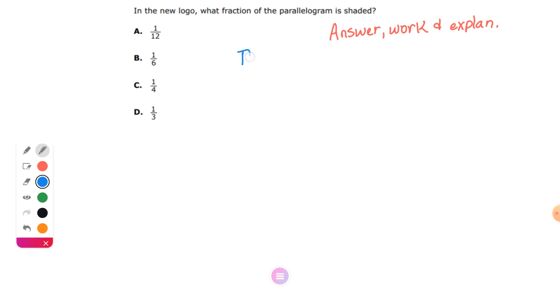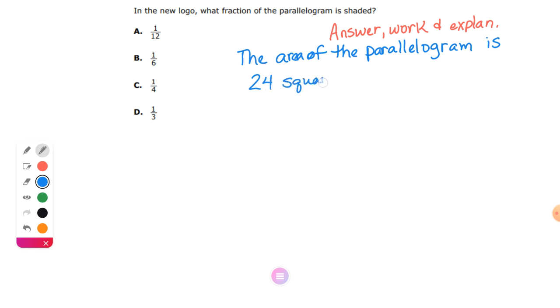You started off good. Area of the parallelogram. There we go. The area of the parallelogram is, and I'm going to write it out in words because a lot of times in your explanation you guys don't have the exponent key. Okay, the area of the parallelogram is, what do we get, 24? 24 square units. Period. That's answering the first question.